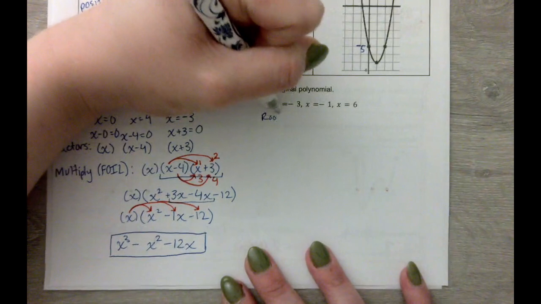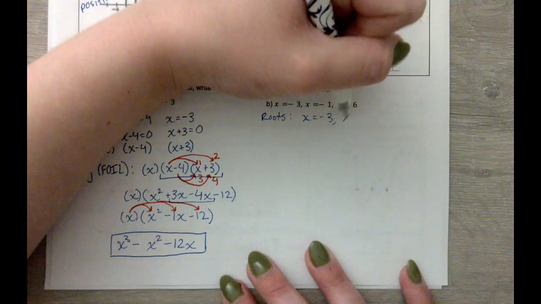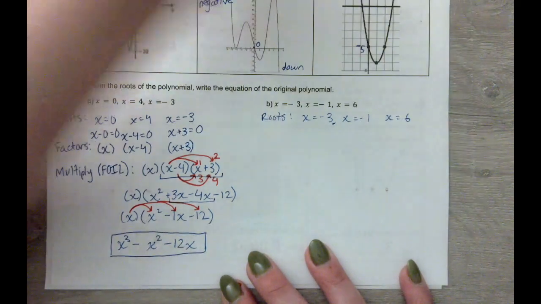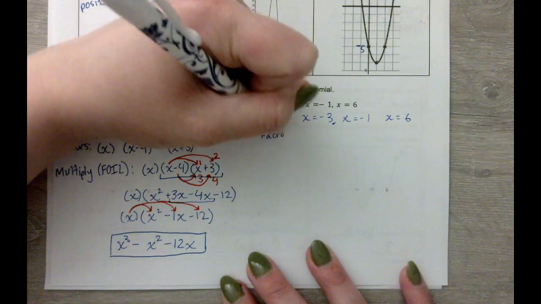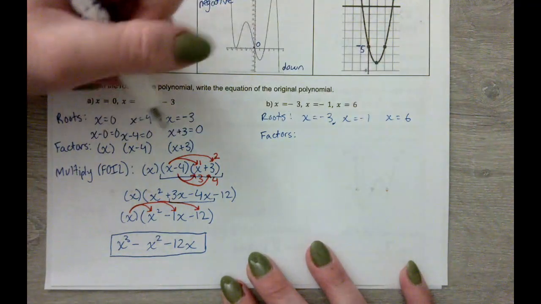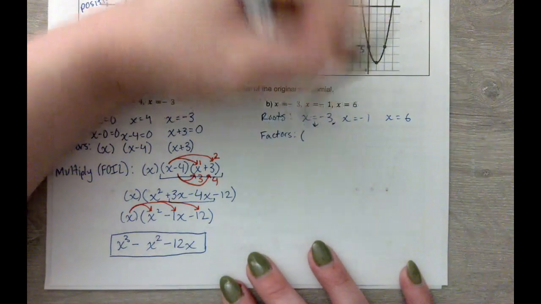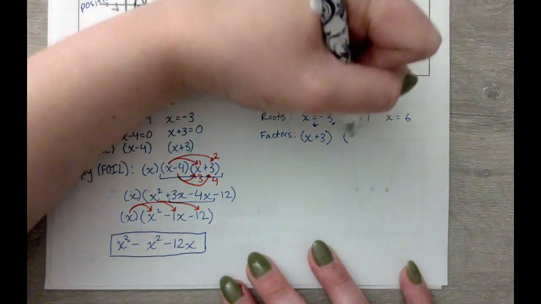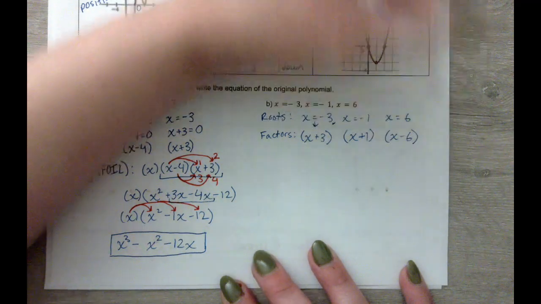Once again, you start with your roots, which they have given to us. X equals negative 3. X equals negative 1. X equals 6. And then you make them into factors. So again, I'm not going to show the setting it equal to 0. If you want to write that out, that's fine. But I'm going to turn them straight into factors. That gives me x plus 3, x plus 1, and x minus 6.